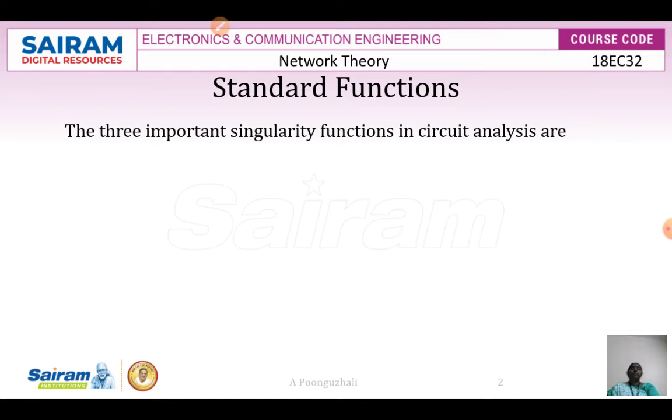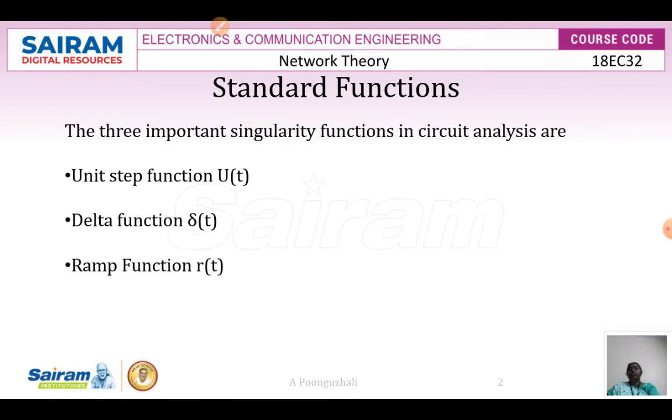So mainly we have three important singularity functions: the unit step, the unit impulse, and the unit ramp function. Here your unit step function is going to be denoted as u of t, the delta function is going to be denoted as delta of t, and the ramp function is going to be denoted as r of t.